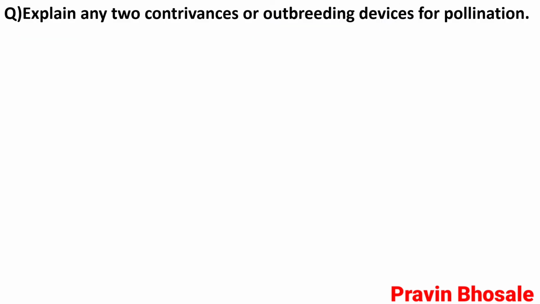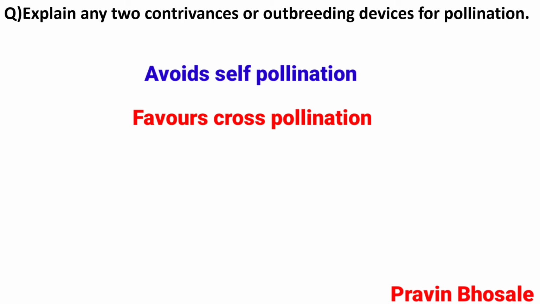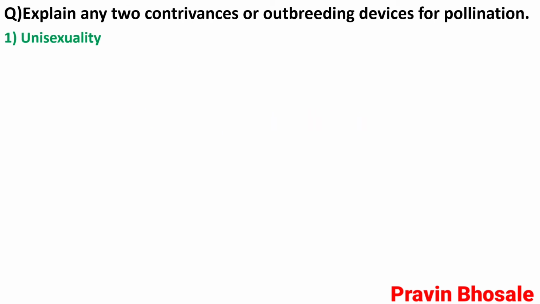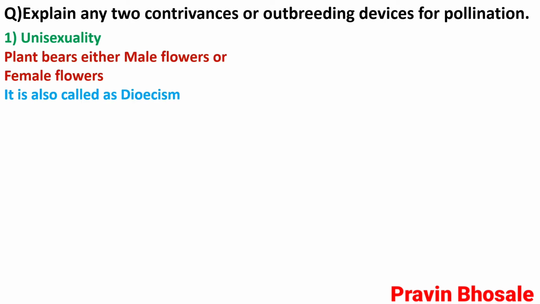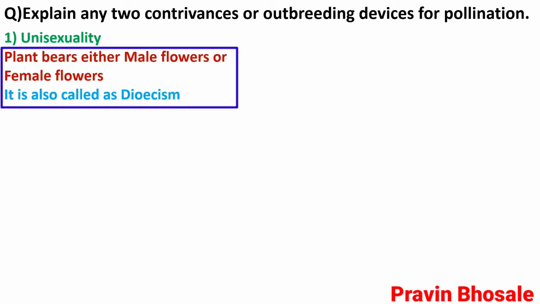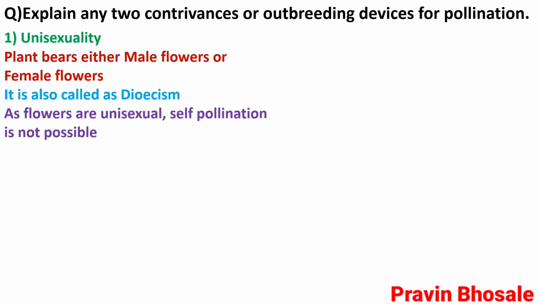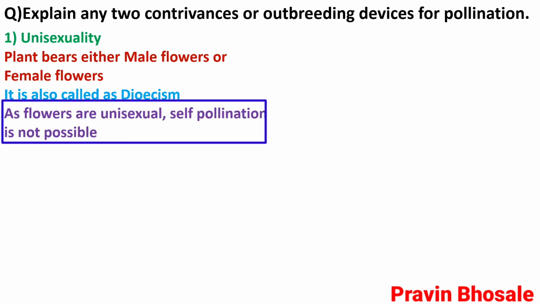Explain any two contrivances or outbreeding devices for pollination. Outbreeding devices avoids self-pollination and favors cross-pollination. First is unisexuality. Second is dichogamy. In unisexuality, plant bears either male flowers or female flowers. It is called as dioecium. As flowers are unisexual, self-pollination is not possible.